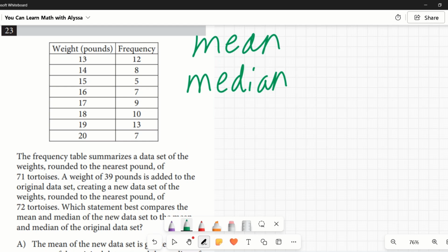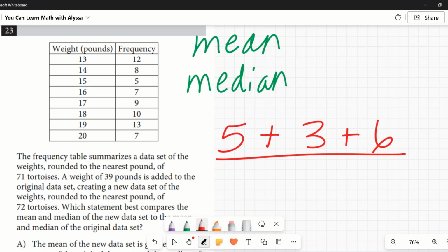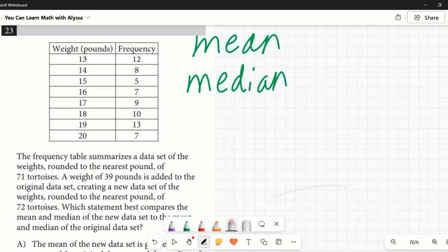So mean, another word for mean is average. For the mean, you add up all of the data points, and then you divide by the number of data points that there were in the set. So let's say if I had 3 data points, I would add them up, then I would divide by 3 because I added together 1, 2, 3 data points. That is my mean.